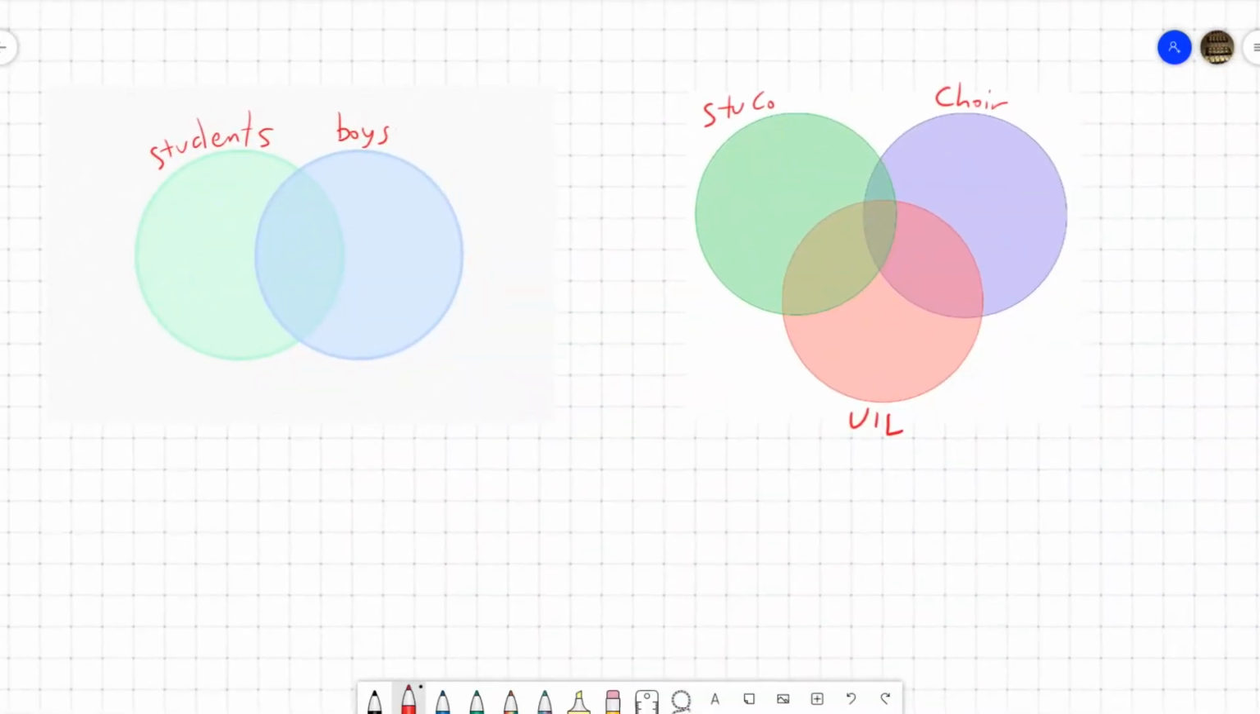Alright, so we also need to look at Venn diagrams as well. So here I have a couple of Venn diagrams. Now, over here on the left, this is typically what you think of when you think of a Venn diagram: two circles that overlap. Venn diagrams are used to show the relationship between different groups of items. So here I have students as one group and boys as another group.